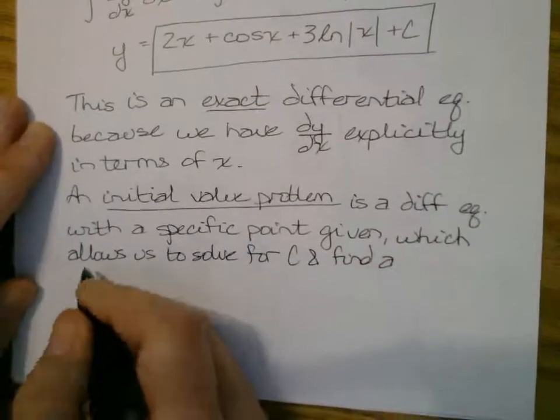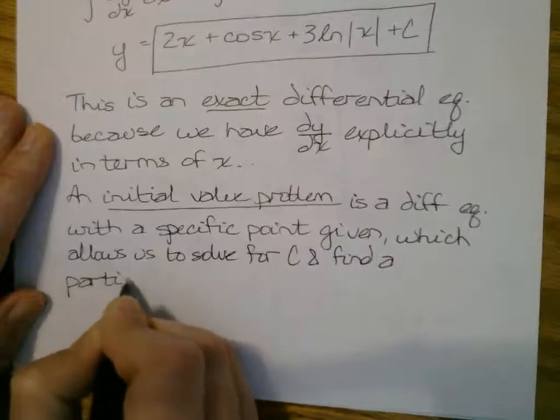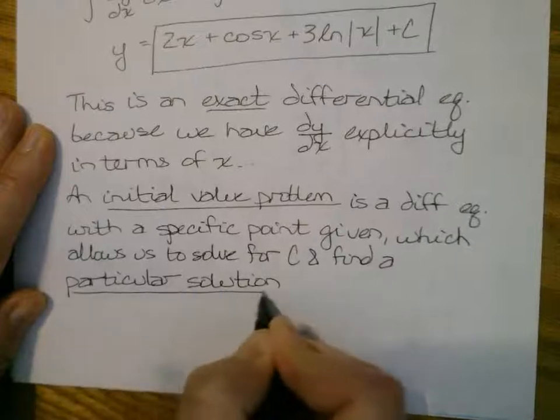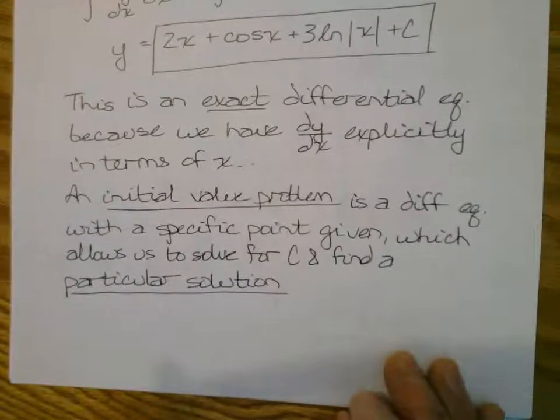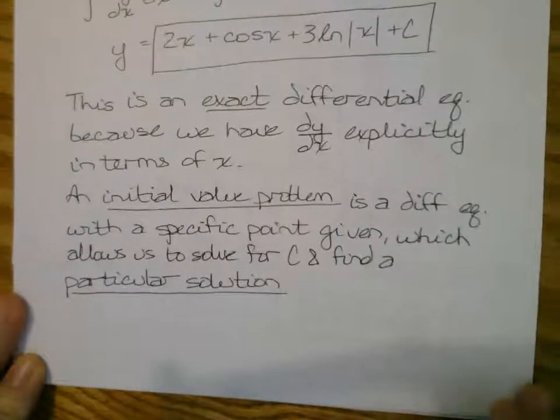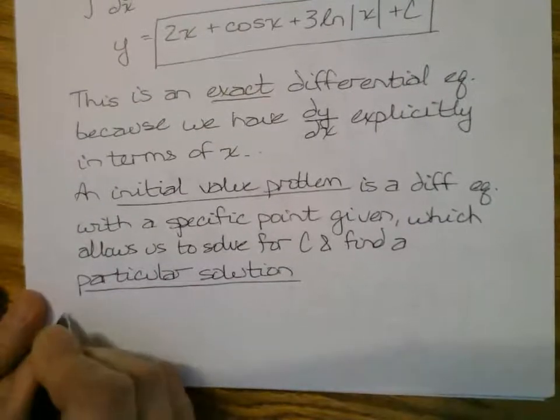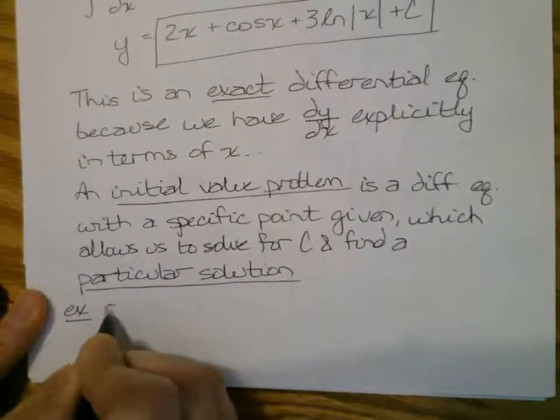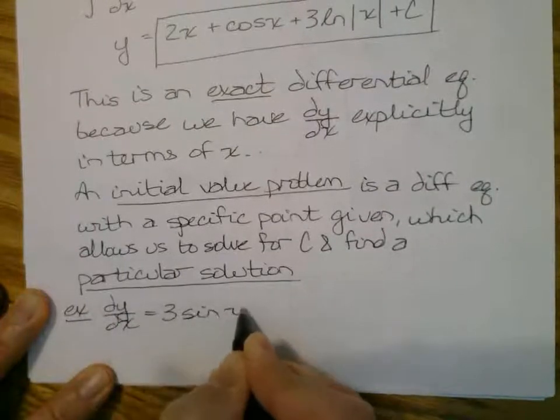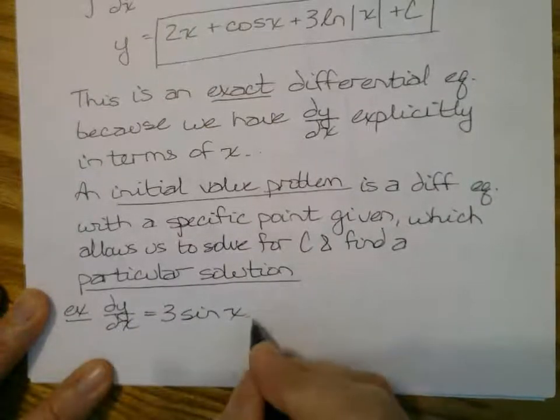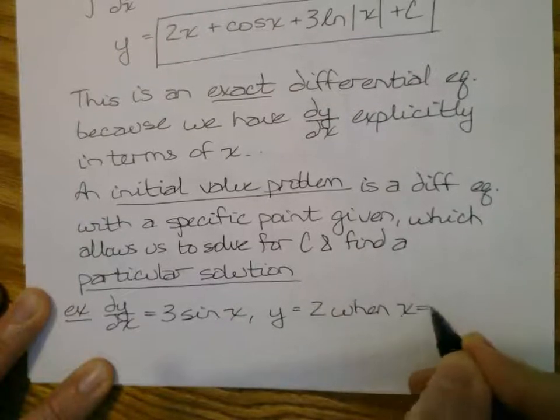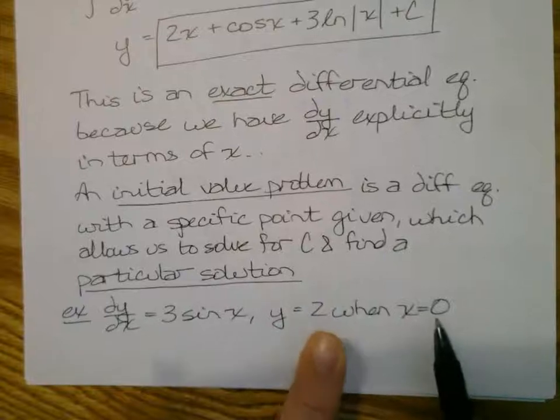So when I have a specific point, I can find a specific value for c and one particular function as a solution to the differential equation. It narrows it down from all of them to just one of them. But the words we actually use are particular solution, as opposed to a general solution. For example, here's one. dy dx is 3 sine x, and y is 2 when x is 0. So that's a point. 0, 2.